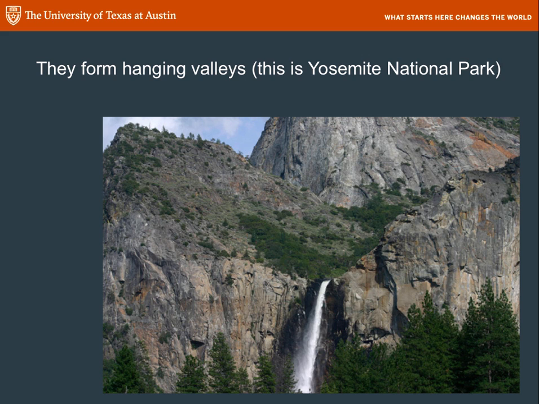This is a hanging valley in Yosemite National Park. You can tell there used to be a glacier here because you can see the U shape, but the rock has broken away, and so now we have a waterfall coming out of that U shape that was formed by a glacier and is now being continually eroded by a river.